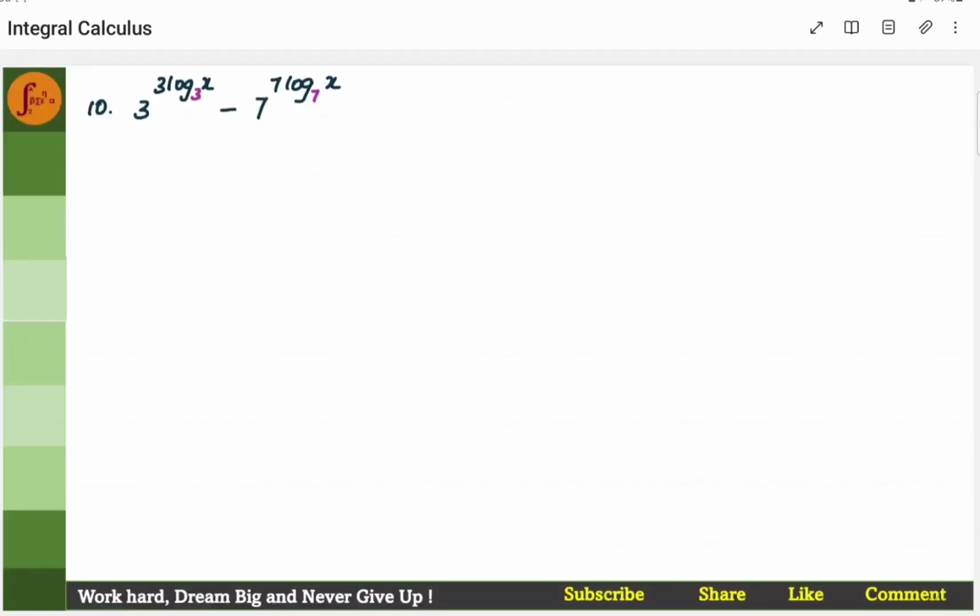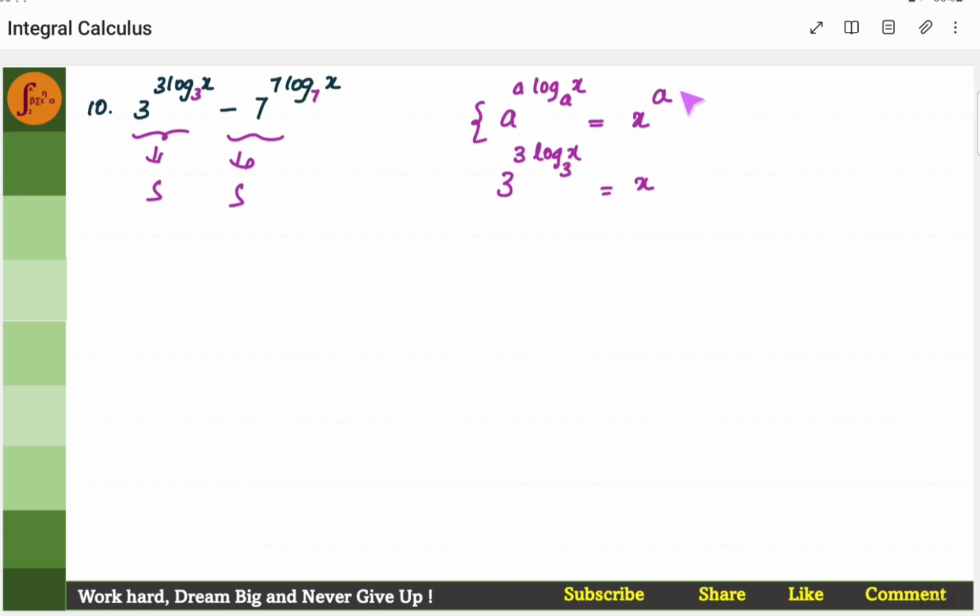So let's solve this problem. Find integral separately. Integral of this and integral of this. For this, you'll have to use one important formula. A to the power log x to the base a is equal to x. So you will have to remember this formula. A to the power log x to the base a is equal to x. So here we have 3 to the power 3 log x. Base is 3, so we have to put x here. And what is a? A is nothing but 3.